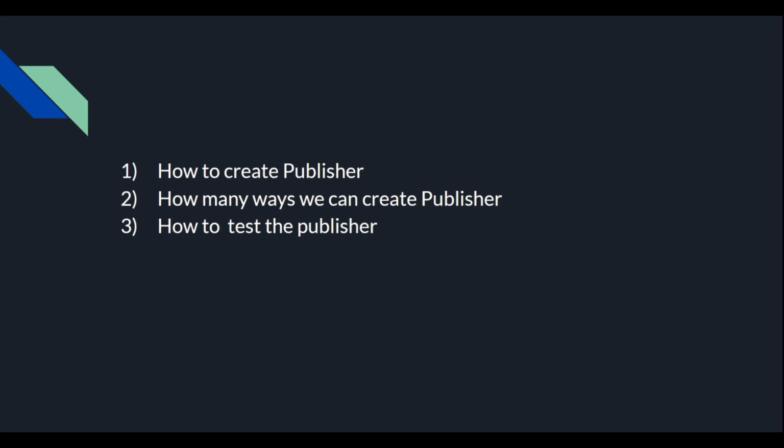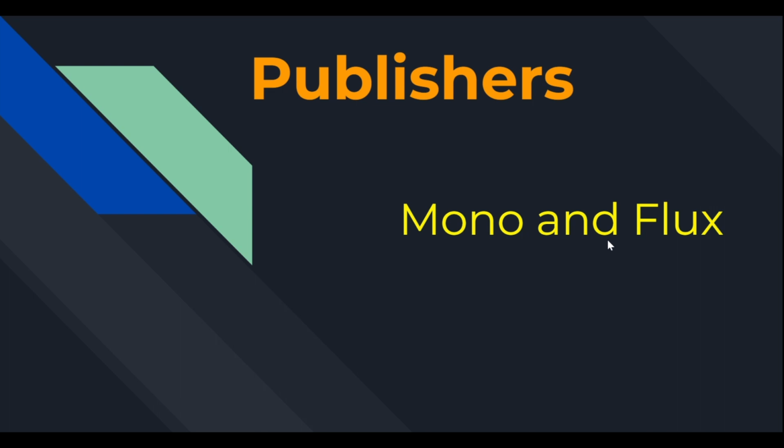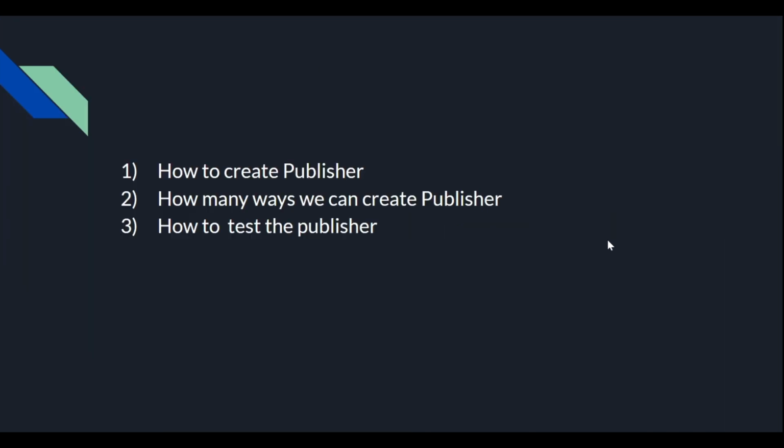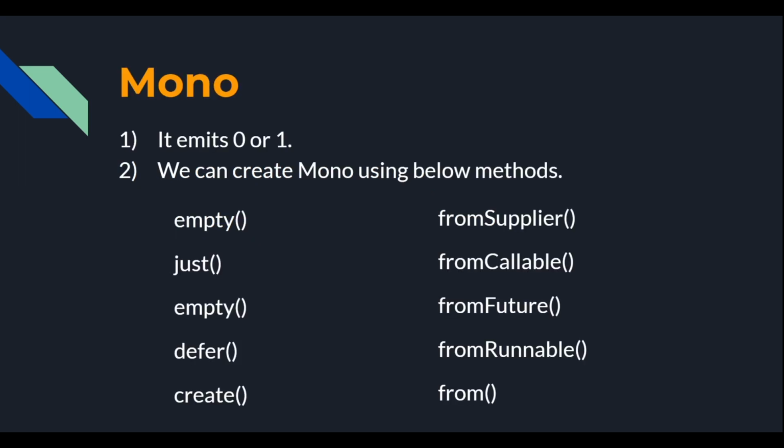In today's video, we are going to discuss what publishers are: how many types of publishers Reactor provides, how to create a publisher, how many ways we can create a publisher, and how to test it. Today we will discuss the Mono publisher. Reactor provides two types of publishers: one is Mono and the other is Flux. As you know, a Mono emits either 0 or 1 item.